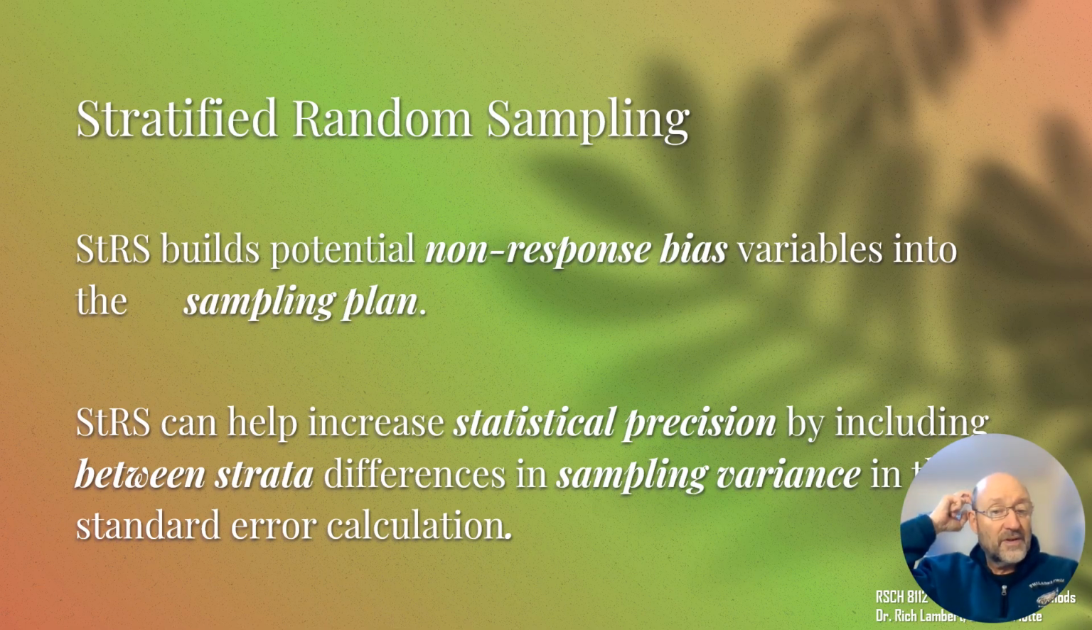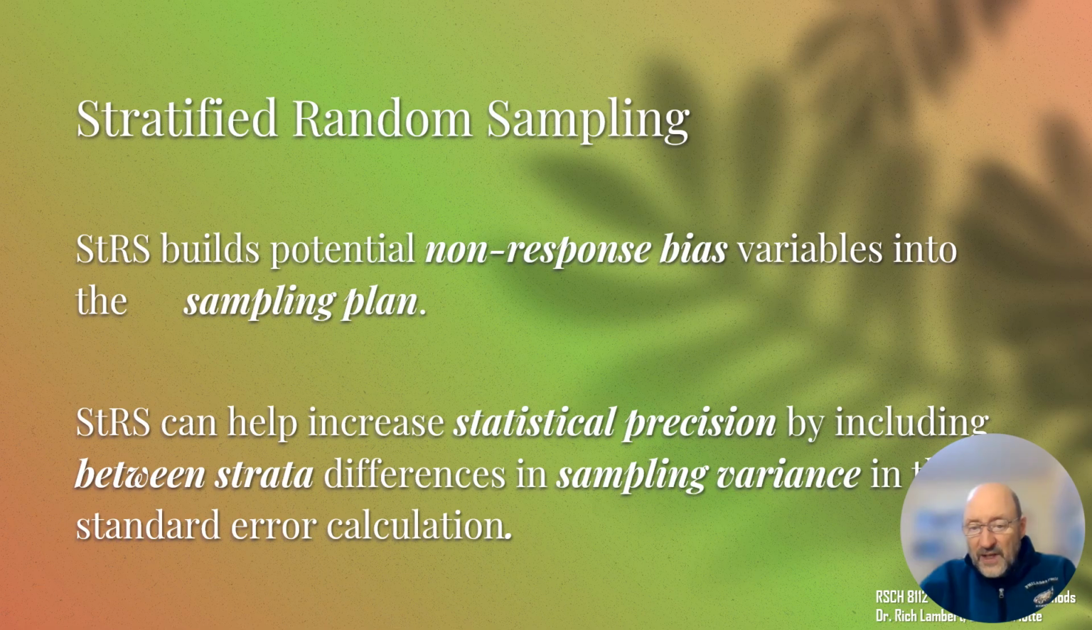So stratified random sampling, in a sense, builds potential non-response bias into the sampling plan, if that makes sense. So in other words, what you're doing is trying to anticipate that there might be, say, different response rates or different proportions of the population represented by different subgroups, and you build that into the plan. So this kind of method can be really helpful to increase statistical precision. By statistical precision, we mean like the margin of error.